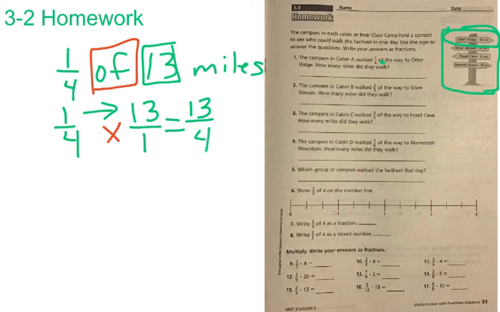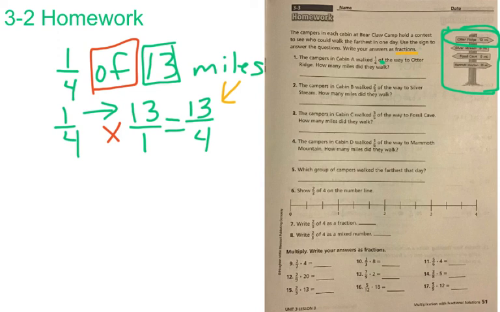And in our directions, if you would look at this, we've been practicing with reducing, and we can see that we have an improper fraction here. 13/4 is an improper fraction, but right here it says write your answers as fractions. So we're going to leave it as 13/4.